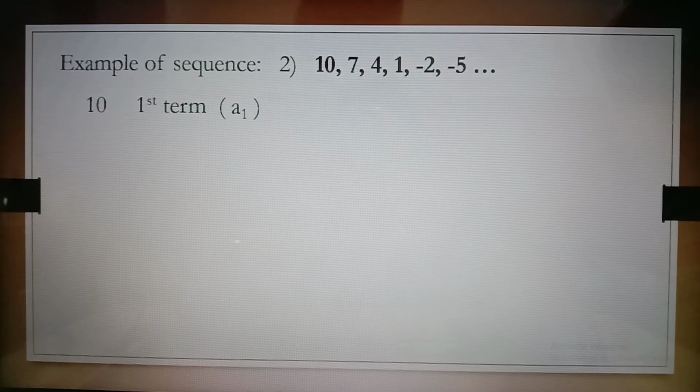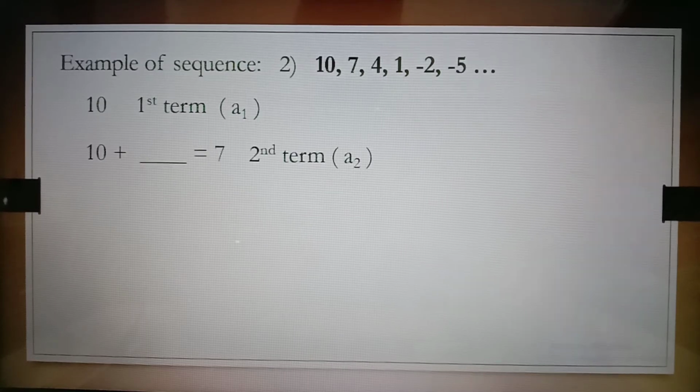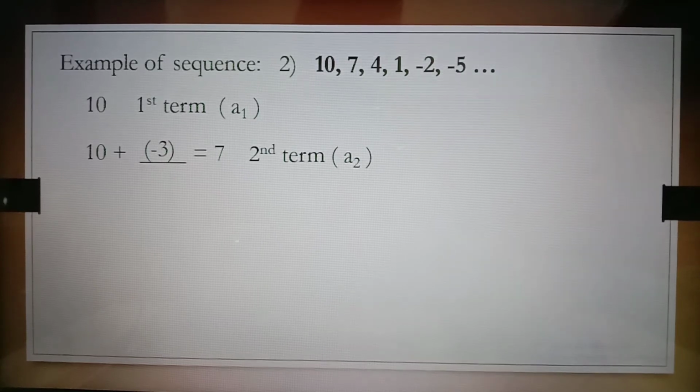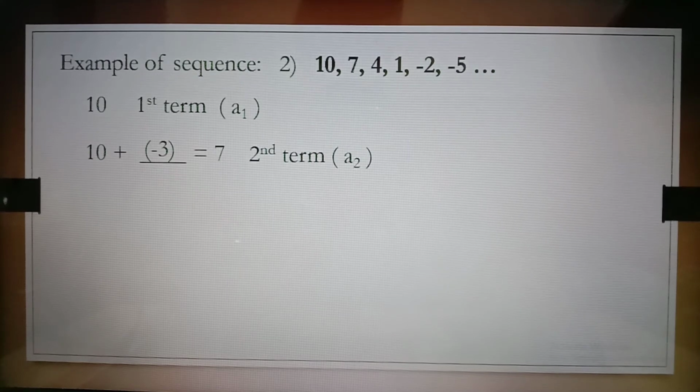So ang tanong natin ngayon, ano ang i-add natin sa 10 para lumabas o magresulta ng 7? So what is that number? So it is negative 3. So that 10 plus negative 3 equals 7. Yun ang second term. So nalaman natin na magdadagdag tayo ng negative 3 para makakuha tayo ng susunod na term.